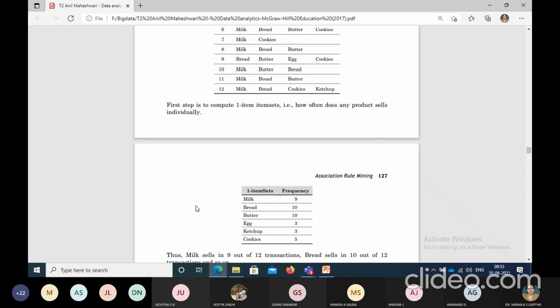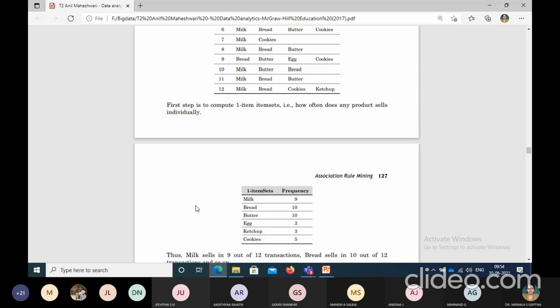Any doubts in this? Okay, I'll repeat once again. Might be your batchmate would not have got it. The minimum support we gave is 33%. There are 12 transactions, so 50% means 6, and 33% means it should be 4 and above, greater than or equal to 4.